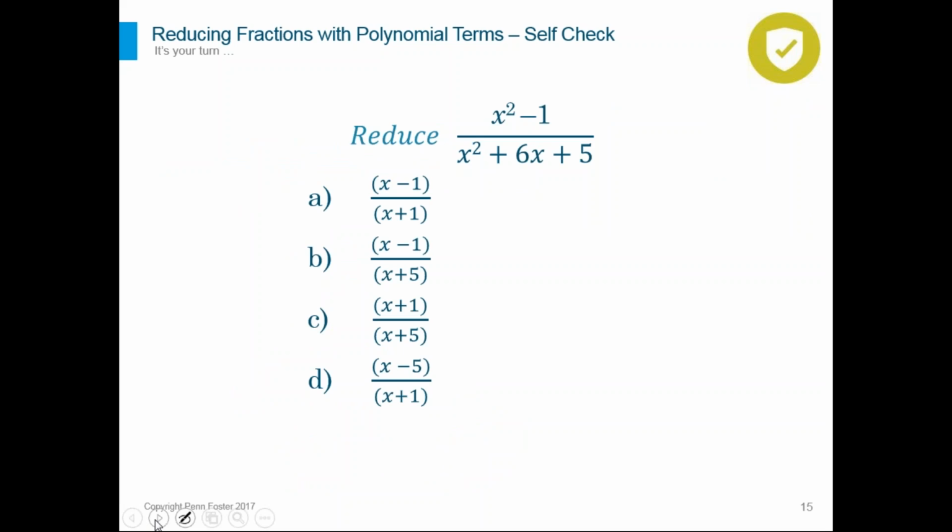a self-check. So reduce this algebraic fraction. You have a binomial, and this is a special binomial, and then you have a trinomial. What is the form that you can say that this is the reduced form? This is the simplest form of that fraction. I'm going to leave that for about 30 seconds and then change my screen.